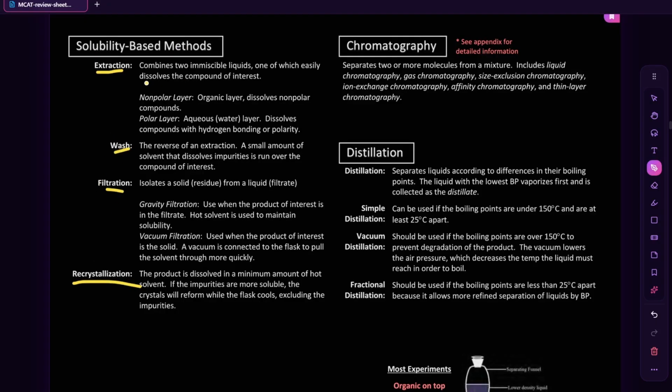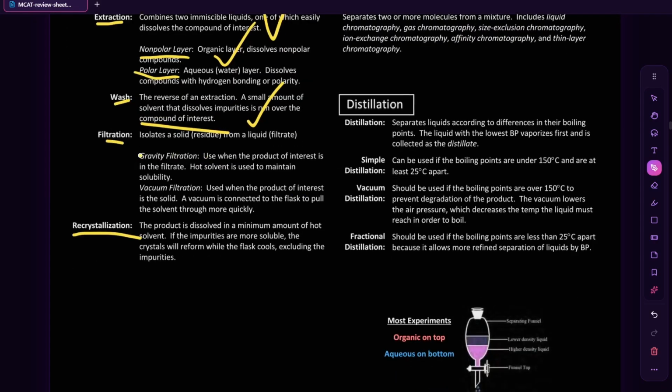Extraction is when you combine two immiscible liquids, in other words, liquids that don't really mix with each other, where one of them easily dissolves your compound of interest. The nonpolar organic layer dissolves nonpolar compounds. The polar aqueous layer dissolves polar compounds. And the wash is the reverse of extraction. Instead of pulling your product out into a new solvent, you run a small amount of solvent over your product to dissolve away impurities, leaving the compound of interest behind. So that's the wash. And then for filtration, there's gravity filtration and vacuum filtration.